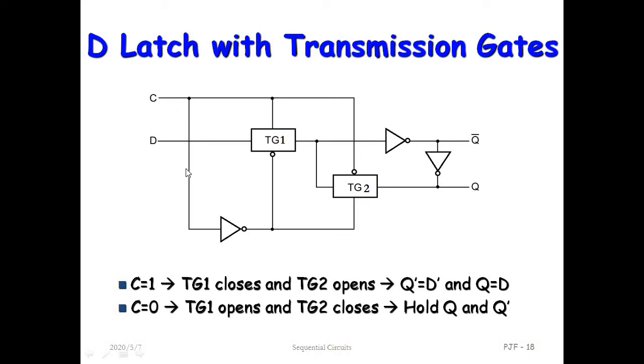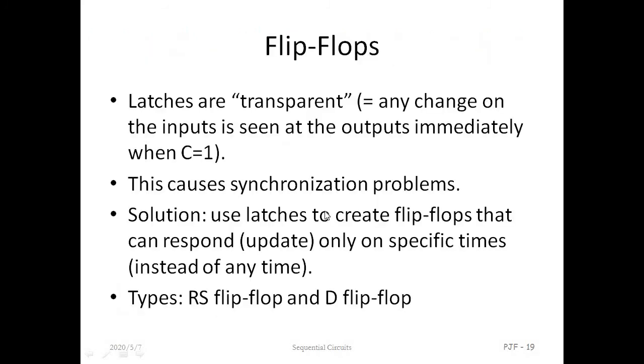So when C is 0, TG1 is open and TG2 is closed. TG2 is closed, that means this condition is called hold condition, Q and Q bar. Now come to the flip flop and the latches.